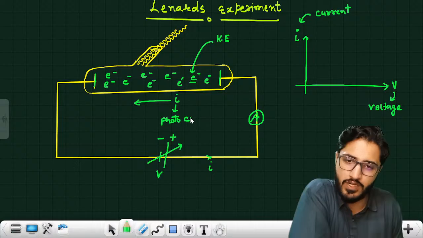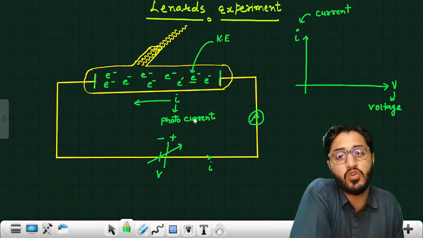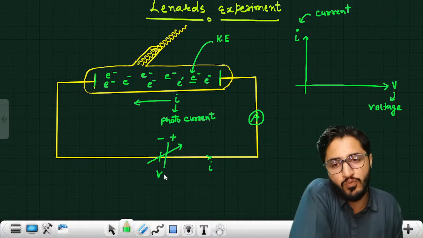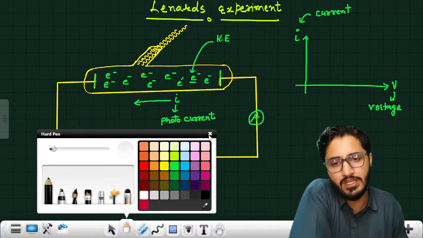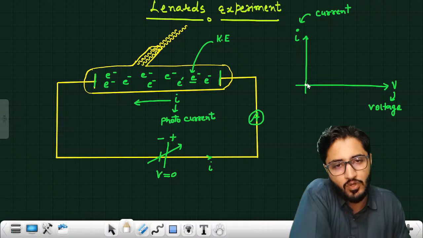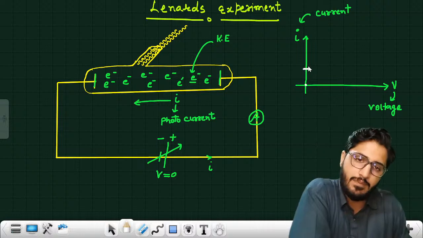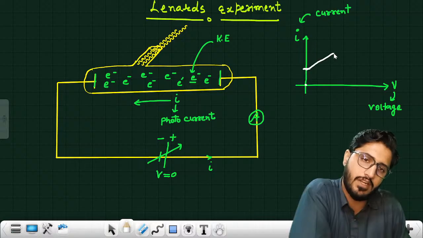Sir, why photocurrent? Because the current is flowing due to the photoelectron, that is why it is photocurrent. When my potential is zero, when my voltage is zero, still the electron is crossing. So it simply indicates when my potential is zero, my current is not zero. So my current is somewhere here, right? Then I am increasing potential, my current will increase up to a certain level where it becomes saturated.